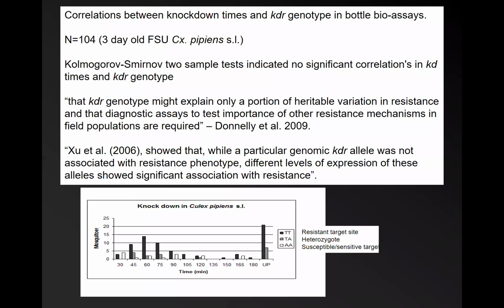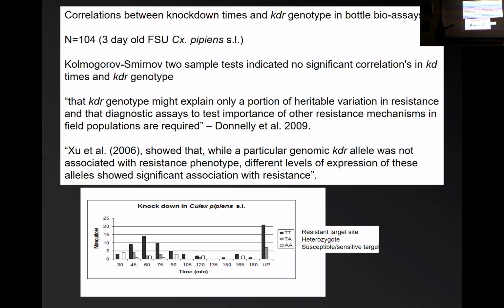So even just correlating KDR frequency with what we see in the bottle bioassay is not entirely coincident. And that's why Donnelly mentioned in 2009 that the KDR genotype might explain only a portion of the heritable variation in resistance, and that diagnostic assays to test the importance of other resistance mechanisms in field populations are required to be done in unison with the bottle assays.